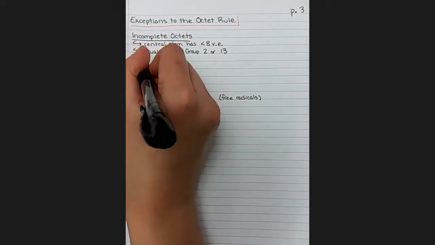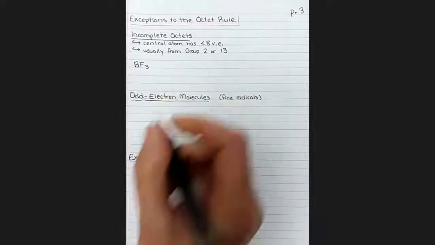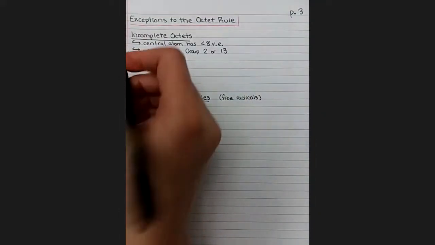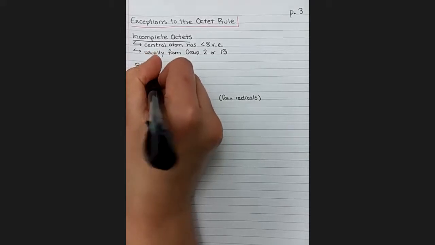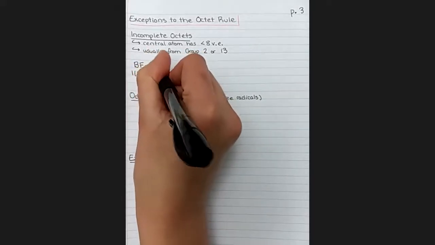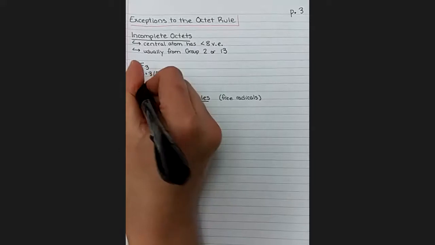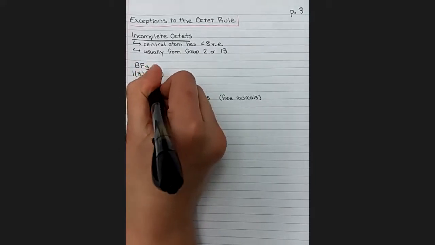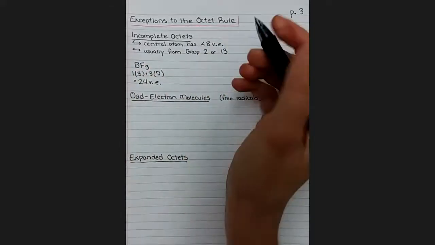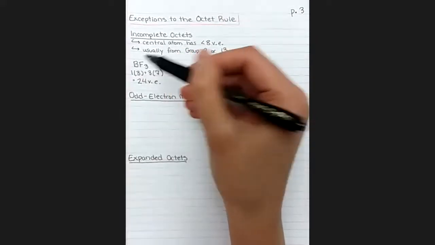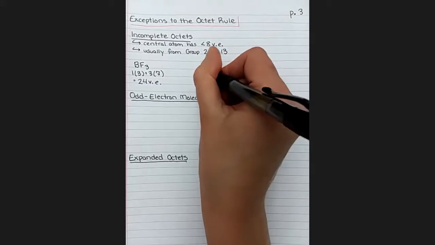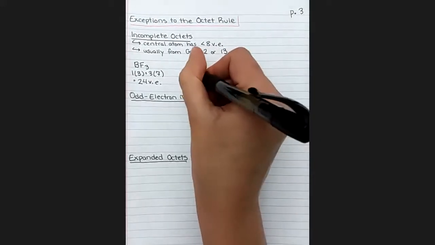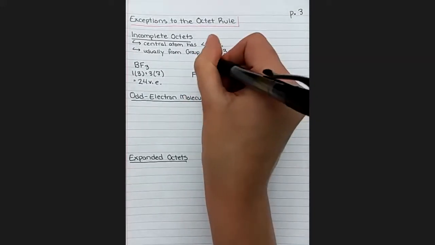So I'll show an example. Let's talk about BF3. Boron is in group 13. It has 3 valence electrons. Fluorine is in group 17. It has 7. So that's a total of 24 valence electrons. Boron is the less electronegative. Fluorine is the most electronegative atom we know. So we'll put boron in the center, and fluorines around the outside.